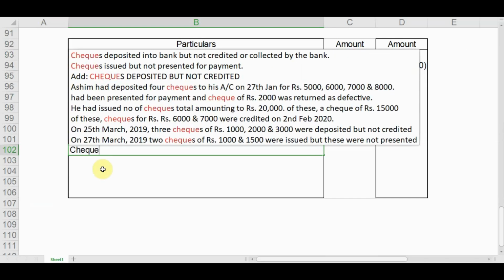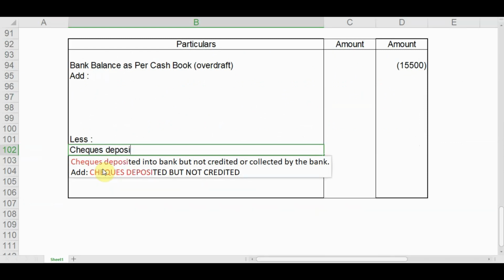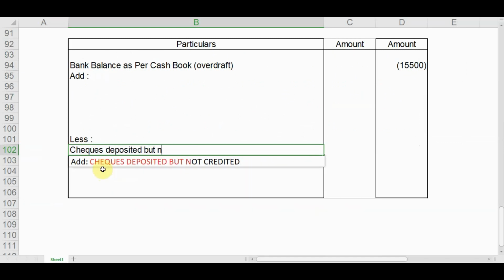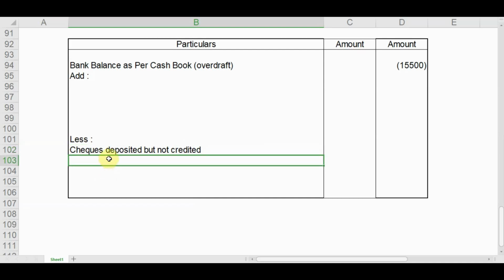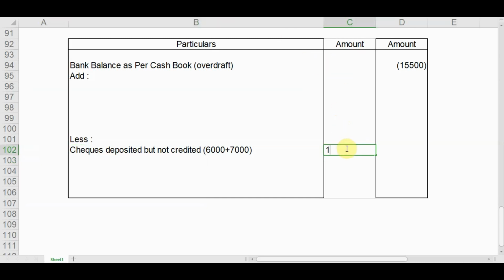Checks deposited but not credited. What are the amounts? The amounts are 6,000 plus 7,000. So the total comes to 13,000.